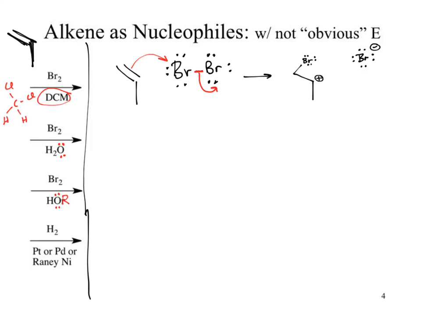We need to stabilize that positive with negative. What negative do we have? Our bromide.